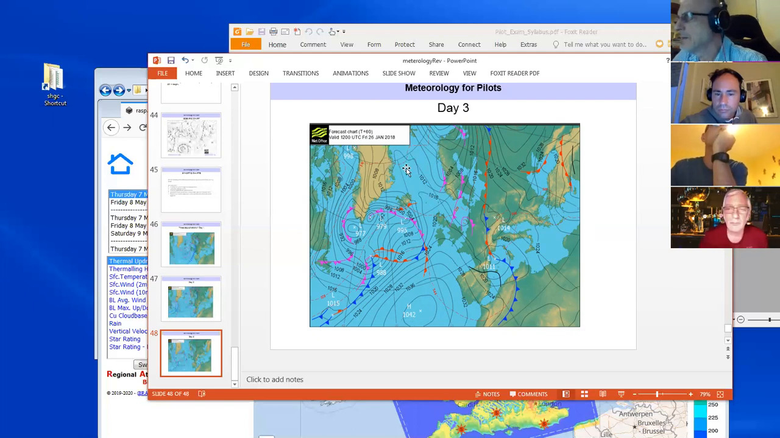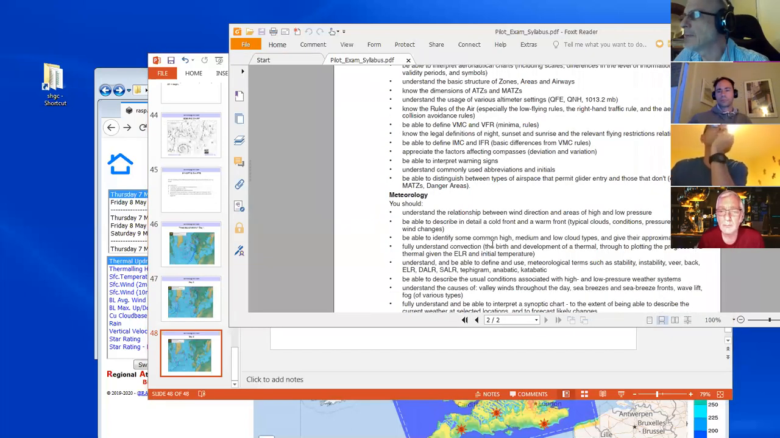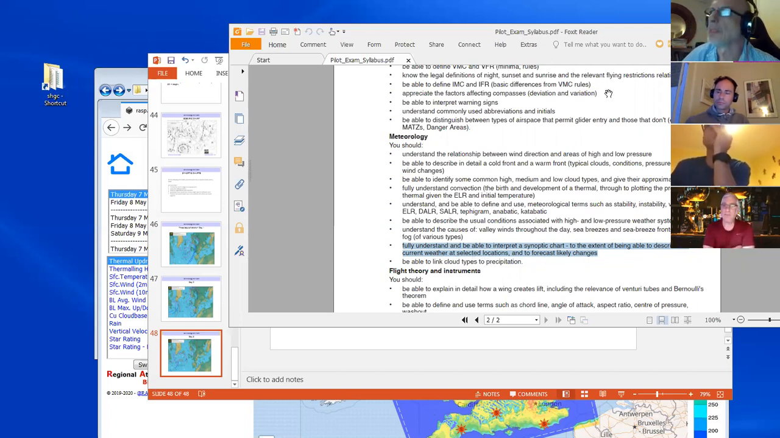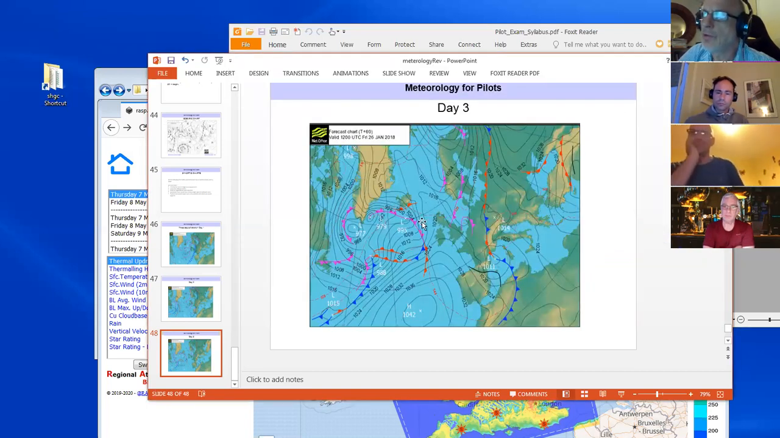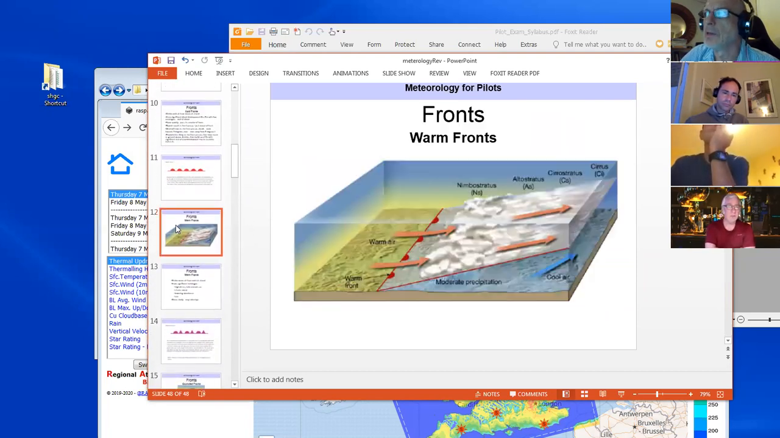So if we just go back to the actual syllabus briefly, what you're required to know from Met is this bit here. Fully understand, be able to interpret a synoptic chart to the extent of being able to describe the current weather at selected locations and to forecast likely changes. So for that, you basically need to take your synoptic charts, and what you'll need to do is tie that back to this data on fronts.